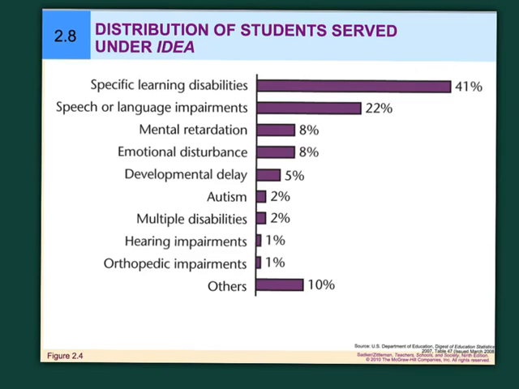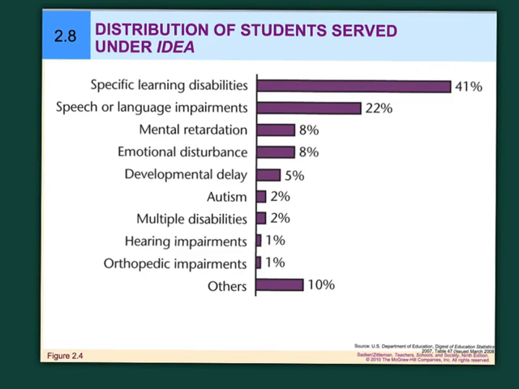Distribution of students served under IDEA. Okay, these are the special needs students. And you can see specific learning disabilities, above all, 41%. So it may be a cognitive, memory processing disability. It could be a verbal disability. Then we have speech and language, which is 22%.